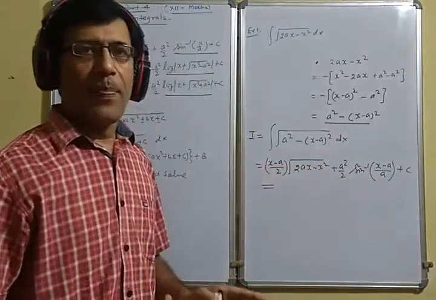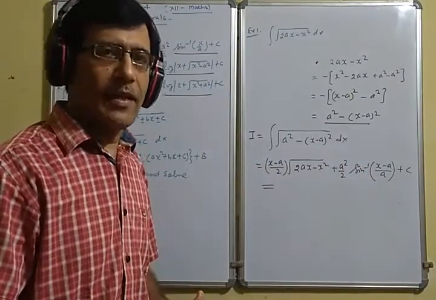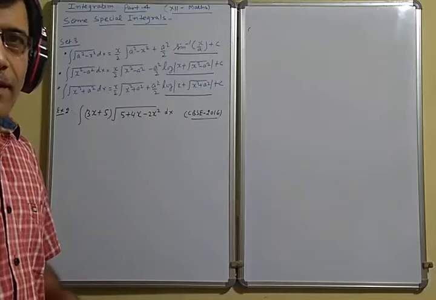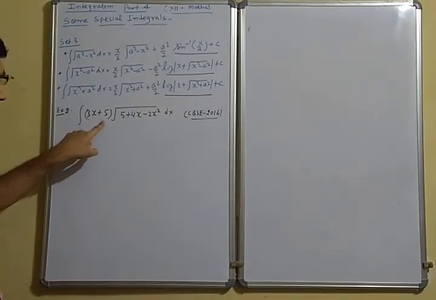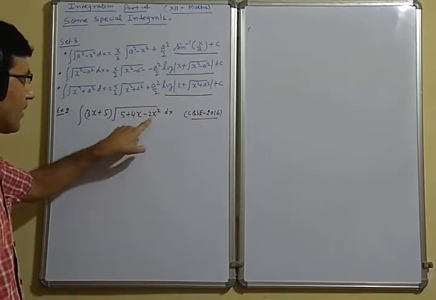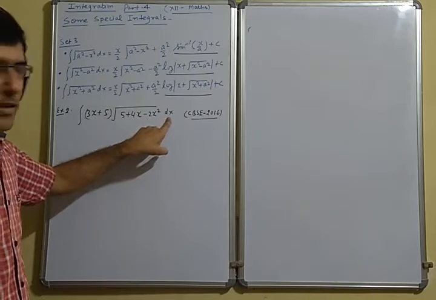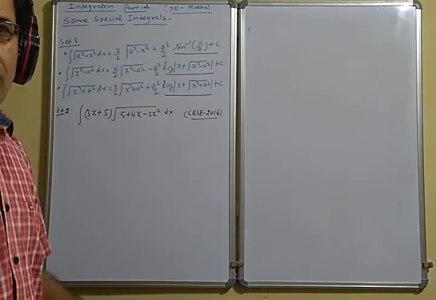Now let us see a second example based on the second type of problem. This is the integration of 3x plus 5 under root 5 plus 4x minus 2x square dx. It is a question of CBSE 2016. Now this is of the second form.